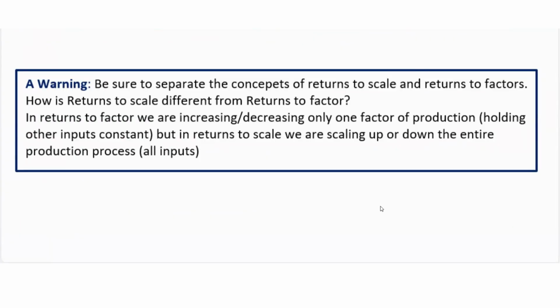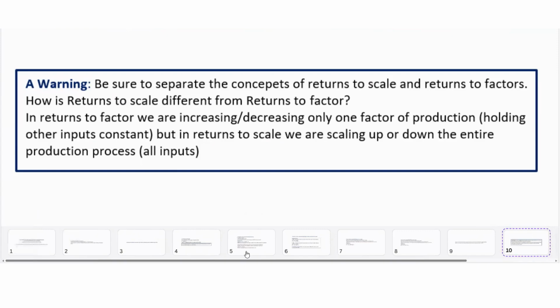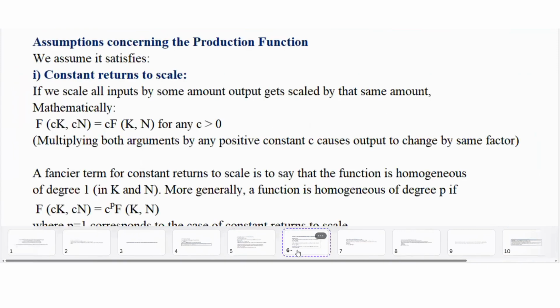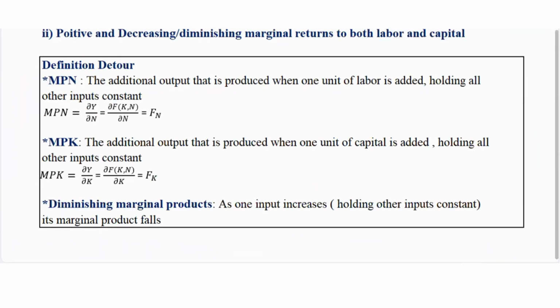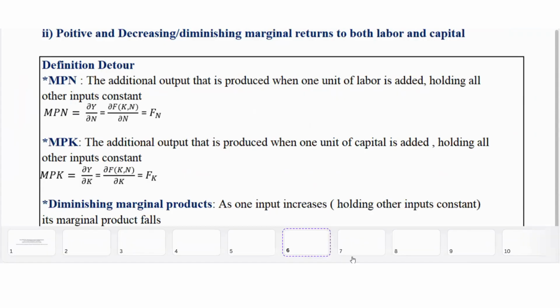Where in returns to factor, we're just changing that one factor of production, holding other inputs constant. But in returns to scale, we're changing all factors of production, so we're scaling up or down the entire production process, right? So it's important to keep in mind the first assumption is concerned with returns to scale, where you're changing all your inputs. The second assumption is concerned with returns to factor, where you're changing that particular factor, holding other factors constant.